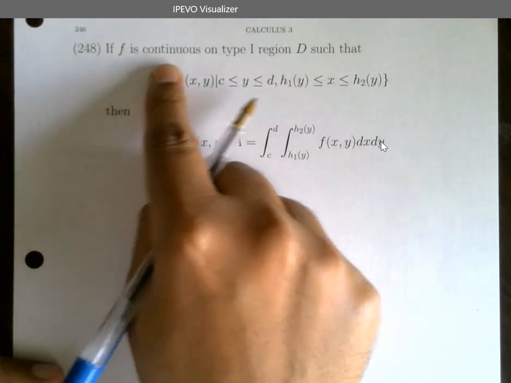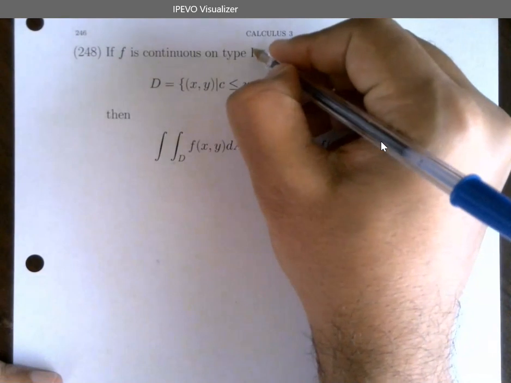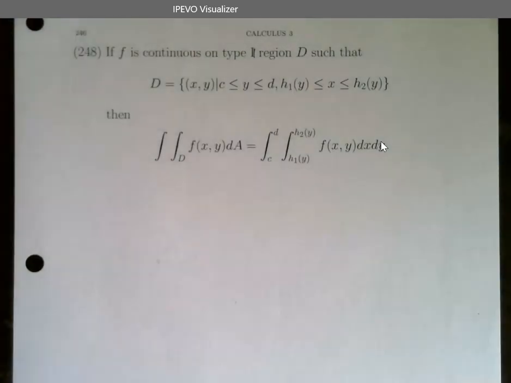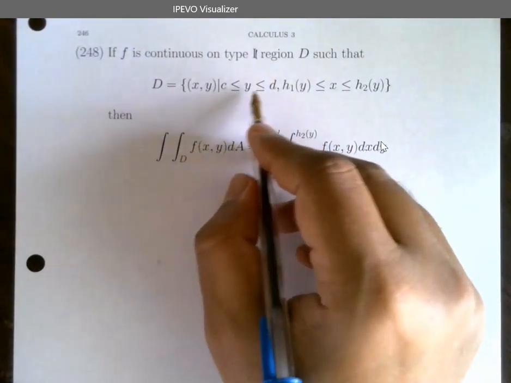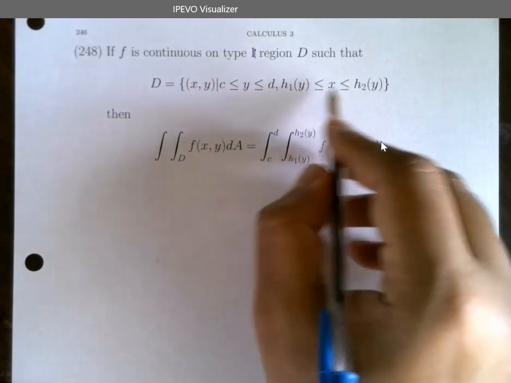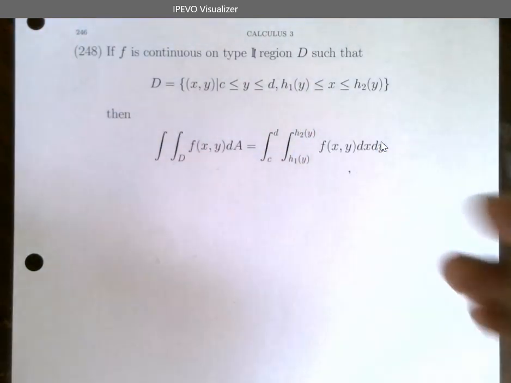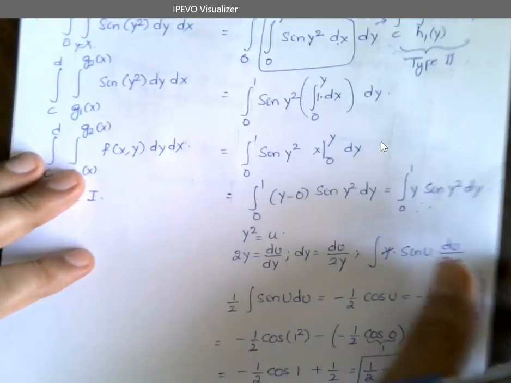If f is continuous on a type 2 region D, let's call it, because the previous one was type 1, such that the limits of y are numbers and the limits of x are functions of y, then you can write it like that. So that's what we just did in this example. I hope this is clear.